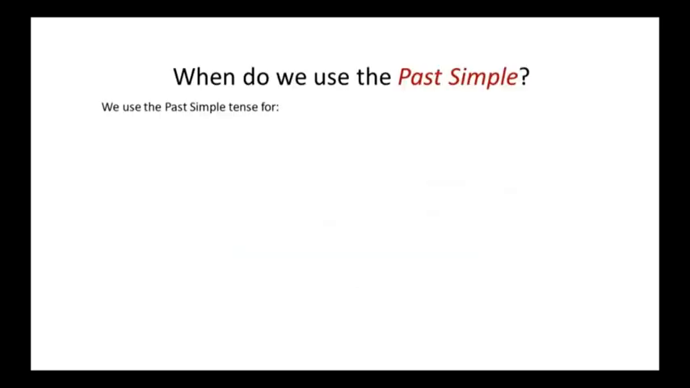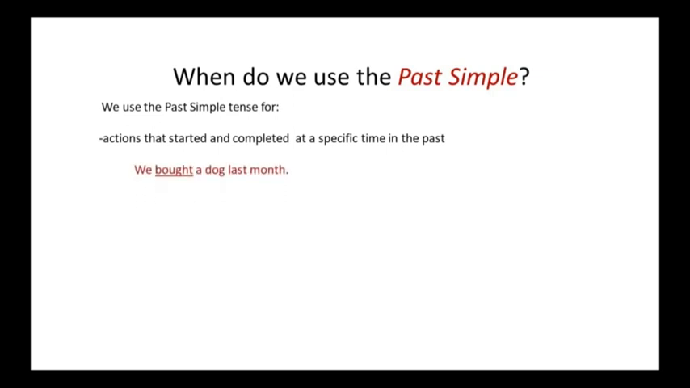Now, let's repeat. When do we use the past simple? We use the past simple tense for actions that started and completed at a specific time in the past. Znači za radnje koje su se desile u određeno vreme u prošlosti. For example, we bought a dog last month. For habitual or repeated actions in the past, za uobičajene radnje koje su se ponavljale u prošlosti, for example, we often went to the pub after work.